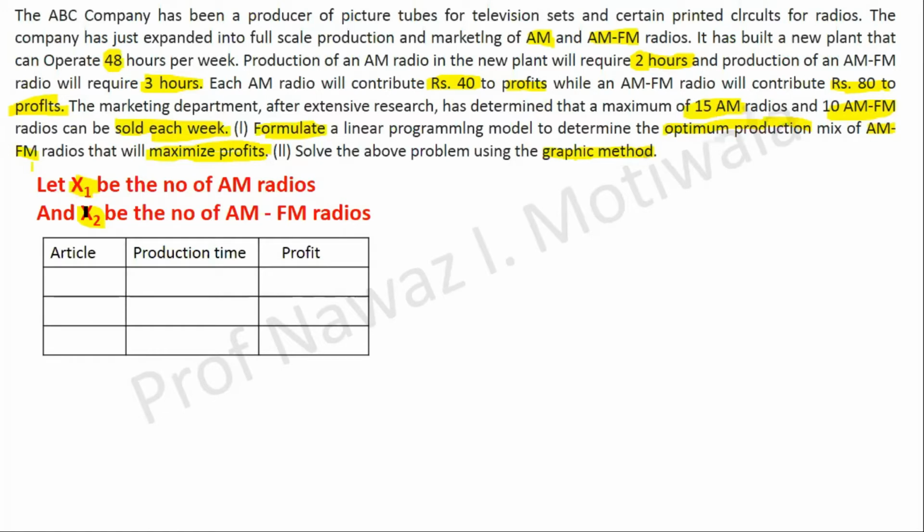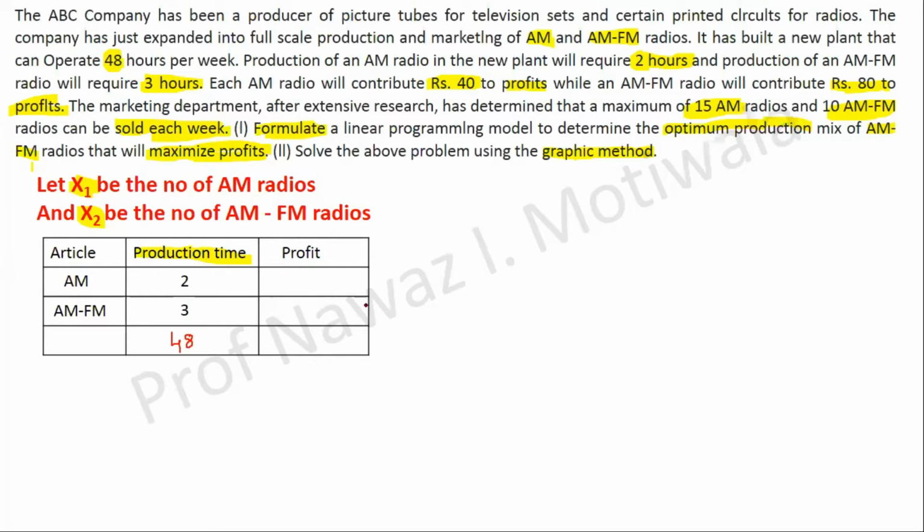There are articles or radios as AM and AM/FM. The constraint given to us was on production time. So I will write that AM requires 2 hours of production, so I will write 2 here, and for AM/FM the highlighted one is 3 hours. And also we are given that the plant can operate only 48 hours per week. So here it will be 48. The total production time should not exceed 48.